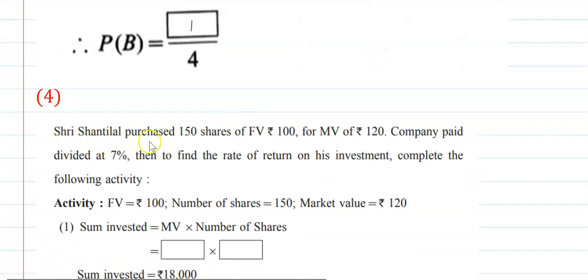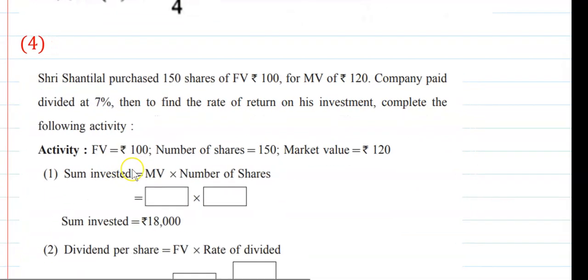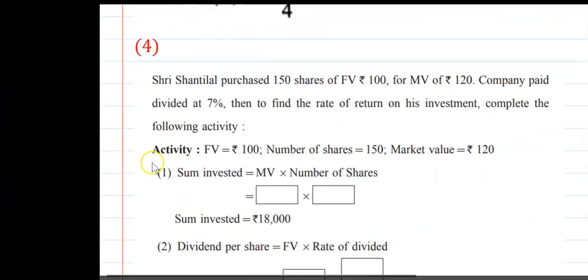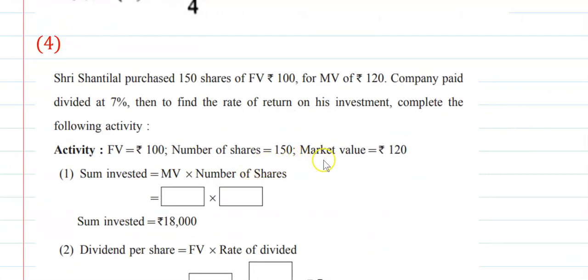Shri Shantilal purchased 150 shares of face value rupees 100 for the market value of rupees 120. Here the face value is 100, number of shares is 150. The company paid dividend at 7%. Then find the rate of return on his investment. Complete the following activity. Now the face value FV is rupees 100. Number of shares 150.